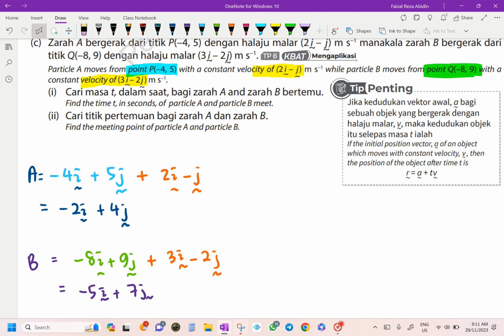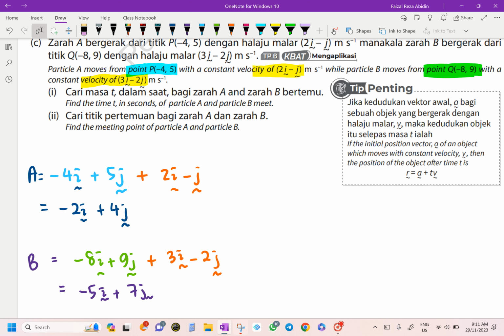Okay, when it says find the time t in seconds when particle A meets particle B, particle A and particle B meet, means that they are going to be at the same t. T is going to be where?